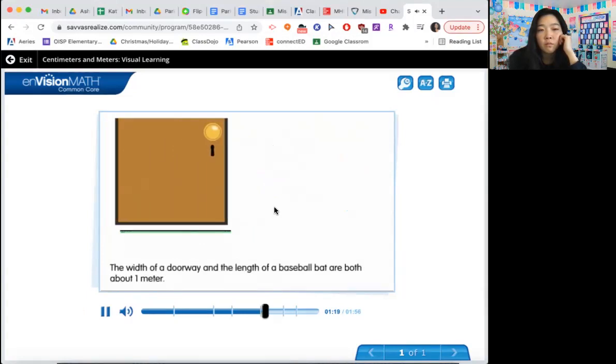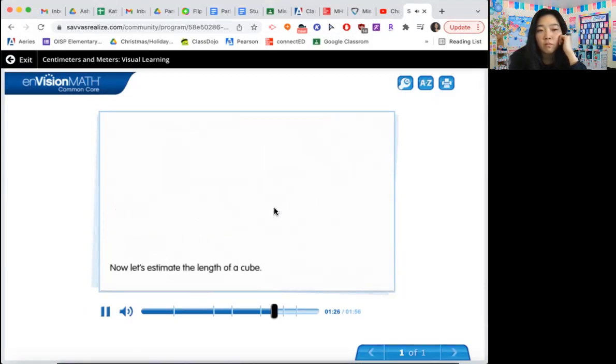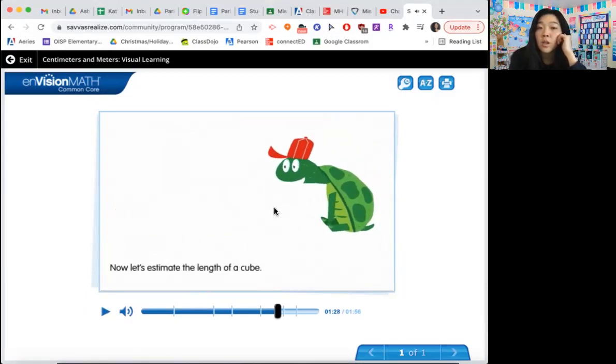The width of a doorway and the length of a baseball bat are both about 1 meter. A laptop would not be 1 meter. It needs to be a little bit bigger. So think of a baseball bat. That would be about 1 meter, or like a golf club, or the width of your door.